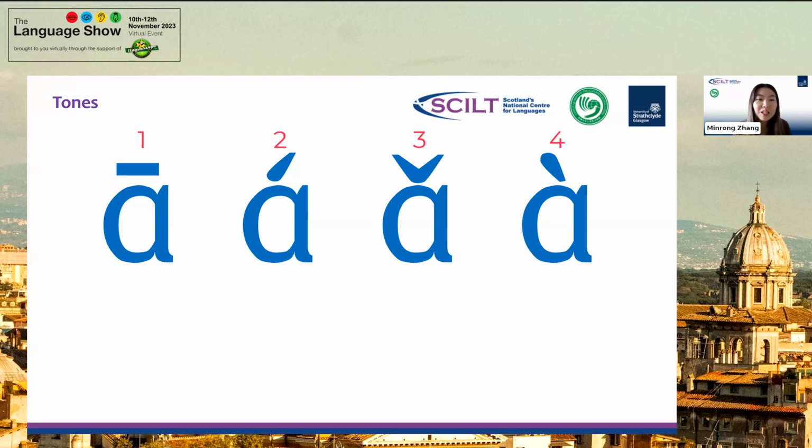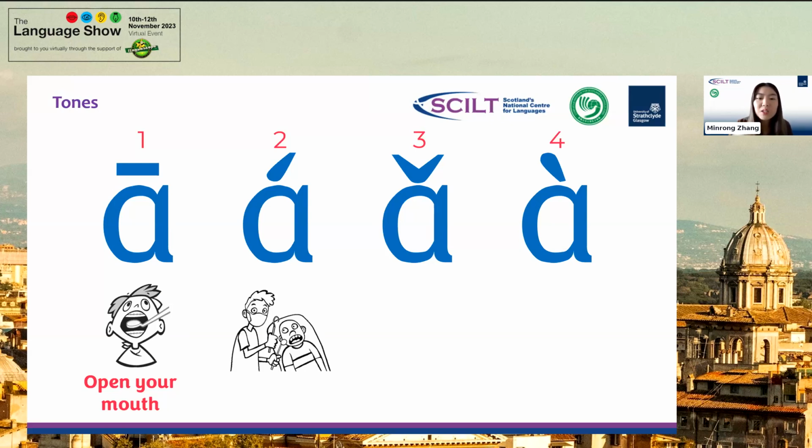The first tone: imagine one day you suffer from toothache, so you go to see a dentist, and the dentist says, open your mouth. Ah, ah. That is the first tone. It's high-pitched, ah. For the second tone, the dentist says, oh, there's a big issue with your teeth, so you need to have some work done. And you're like, what? So the second tone is like, ah? It's a rising tone, ah.